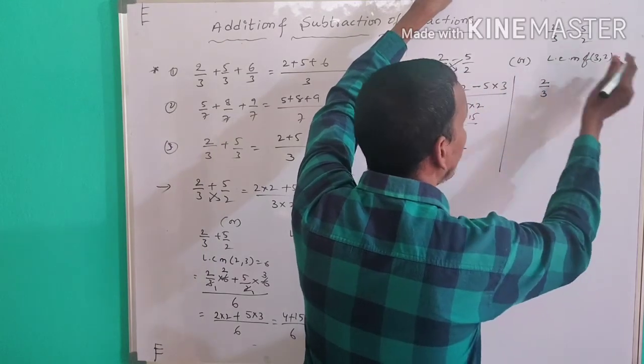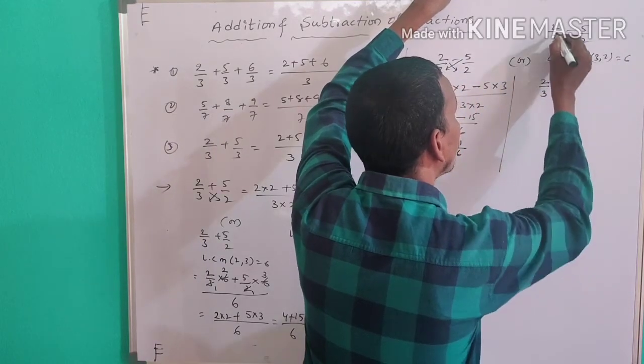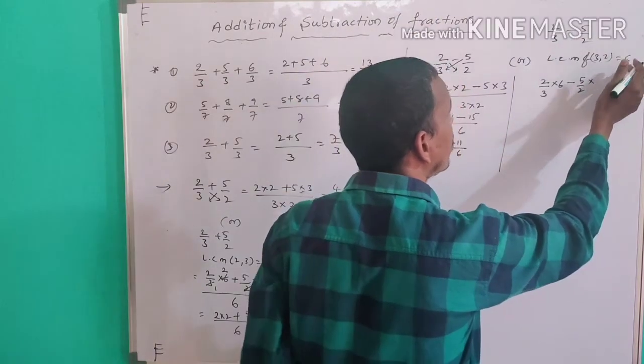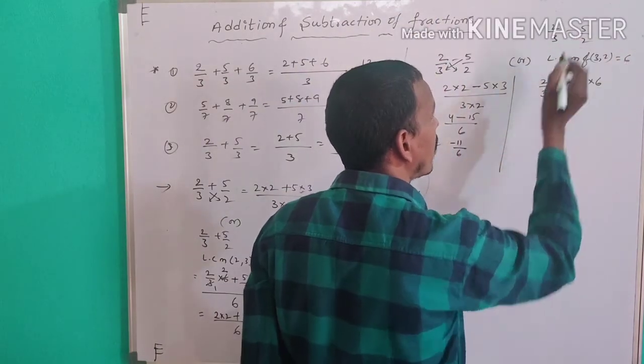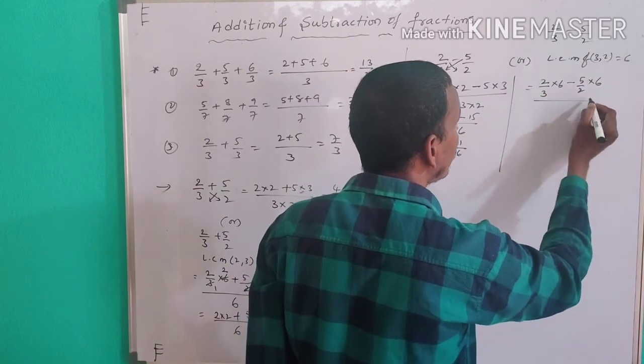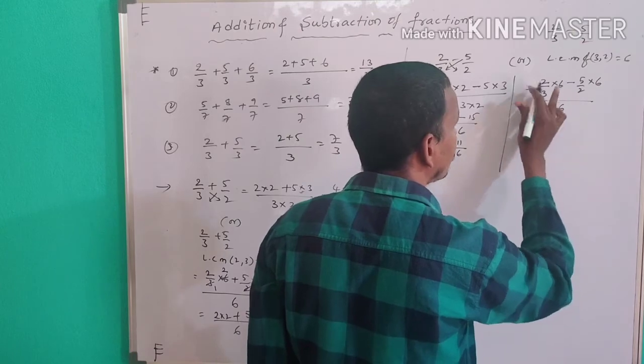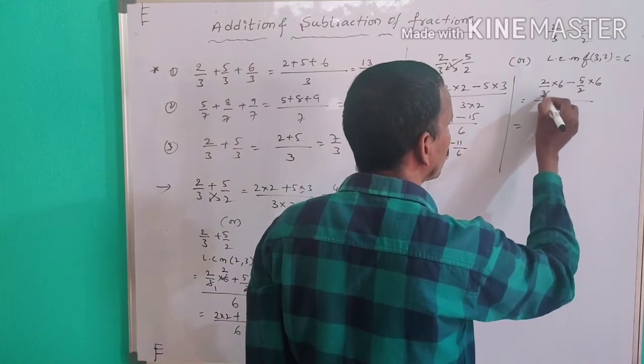As usual, we can follow the process. The LCM is multiplied to each fraction: 2 by 3, and the middle sign is minus, and 5 by 2, again the LCM is multiplied to the other fraction, and the total is divided by the LCM. Next, cancellation.